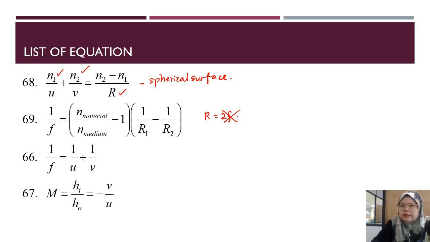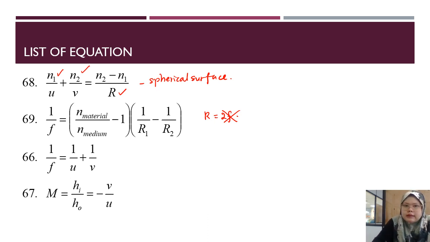Tapi untuk lens, we have two surfaces. Bila kita ada two surfaces, we have R1 and R2. That's why if we want to determine the focal length of the lens, we can use equation 69. We cannot use the equation R sama dengan 2F. And then equation 66, 1 over F equals 1 over U plus 1 over V, sama macam mirror.